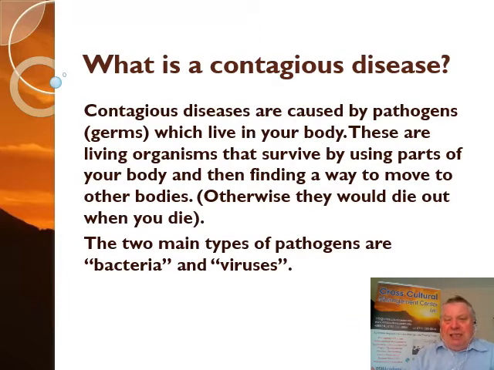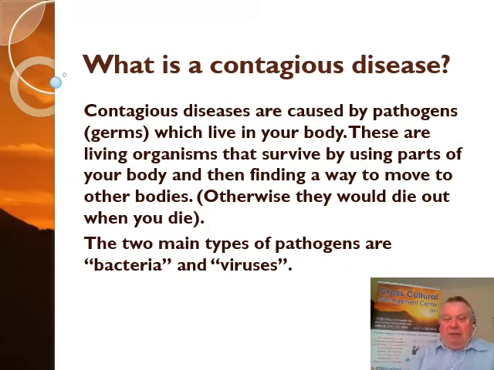So what is a contagious disease? These are caused, as I said, by pathogens which can live in your body. They are living organisms, and they survive by using parts of your body and then finding a way to move on to other bodies. If they didn't move on, that is a process of contagion or transmission from one person to another, they would die when you died. And of course, the whole species would be extinct. We wouldn't need to worry about them. They would only kill one person and they'd be gone. But no, the problem is they spread from one person to another, and that's what causes what we see as a disease path or transmission.